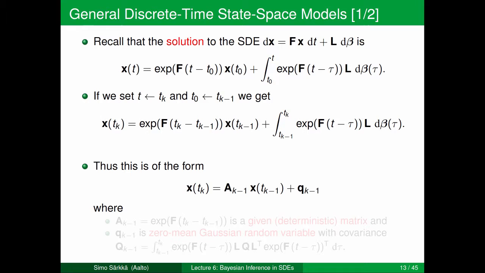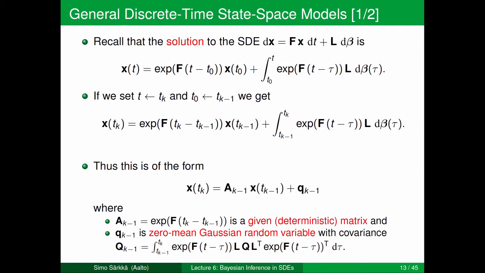So the next x at t_k is equal to a matrix A_{k-1} times the previous state x at t_{k-1} plus a Gaussian noise, where the Gaussian noise is defined to be the value of the integral above. So A_{k-1} is equal to the matrix exponential of F(t_k - t_{k-1}), which is a given deterministic matrix. And this q_{k-1} is a zero mean Gaussian random variable with the covariance Q_{k-1} given by the integral of the matrix exponential of F(t - τ) times L Q_c L transpose and the matrix exponential of F(t - τ) transposed. We already saw this expression when we derived the covariance of the solution to a generic LTI stochastic differential equation.